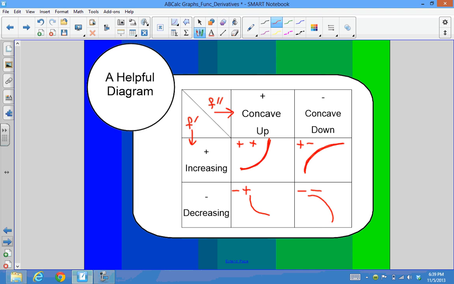So that's how you get speeding up when your signs are the same and slowing down when your signs are different. That's also what those curves are going to look like and what you need to be thinking through whenever you see those different signs like that.